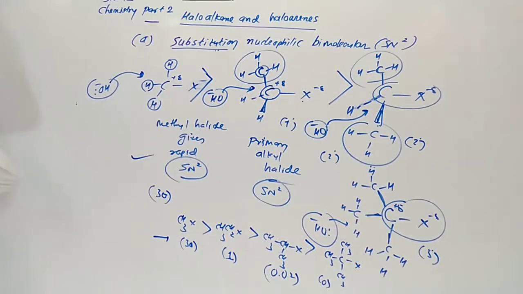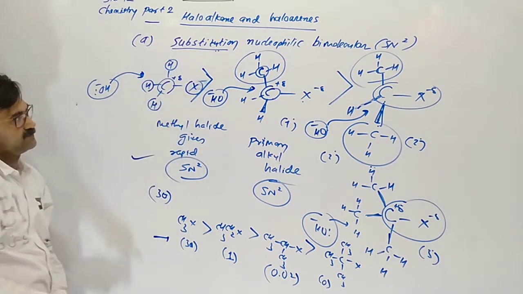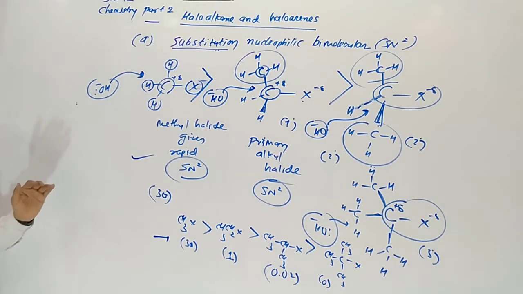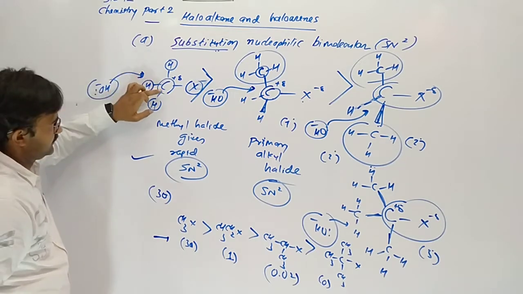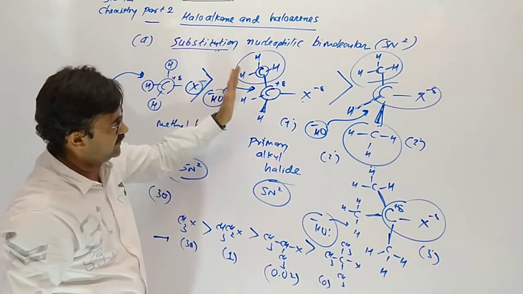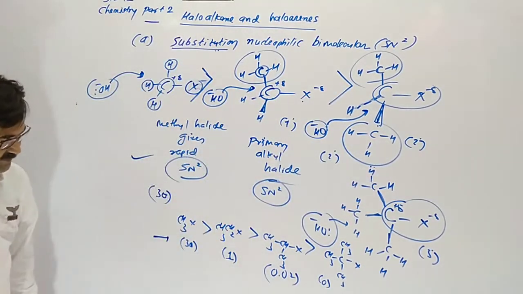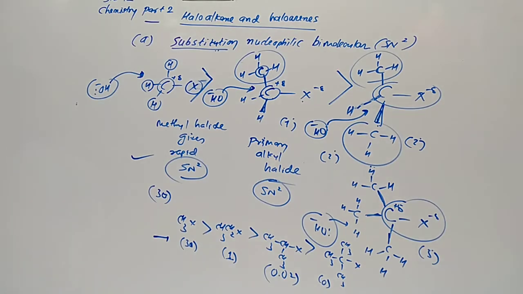So store in your mind, which compound gives SN2 reaction faster? Where the halogen containing carbon has less bulky nature. It should be methyl halide fastest. Then slower in primary, then slower in secondary, and very slow in tertiary alkyl halide. Understood?